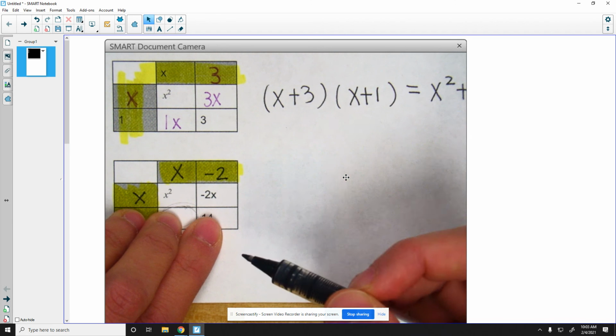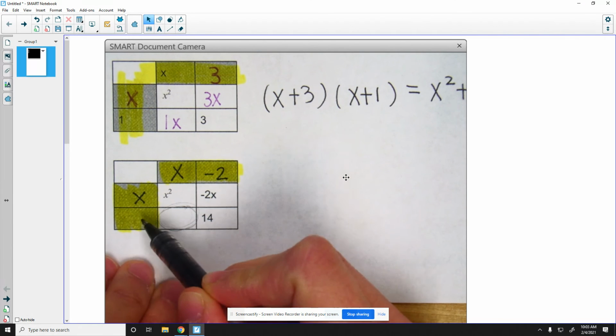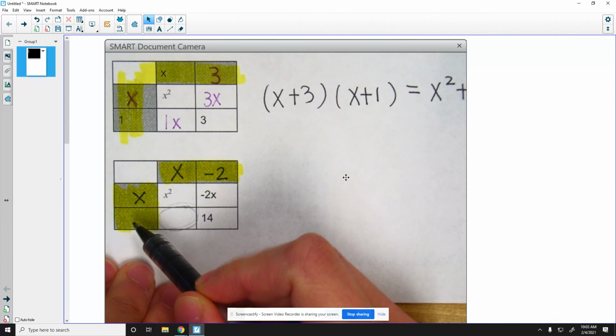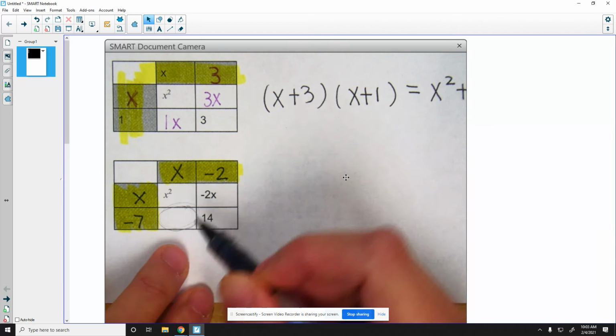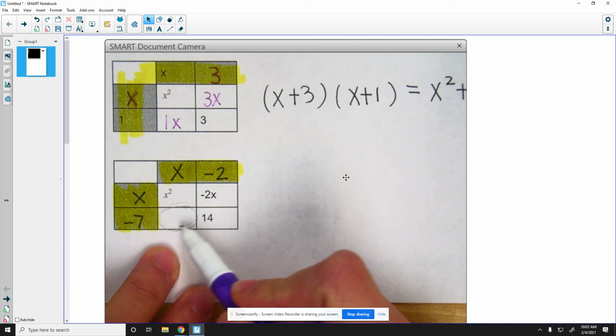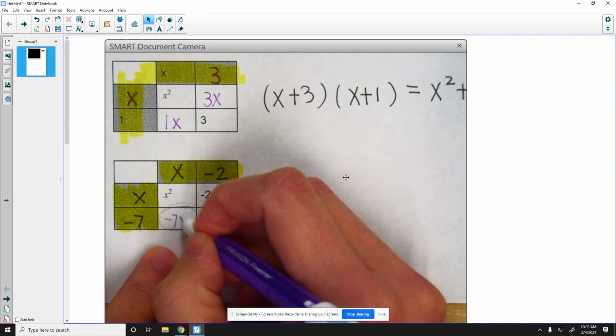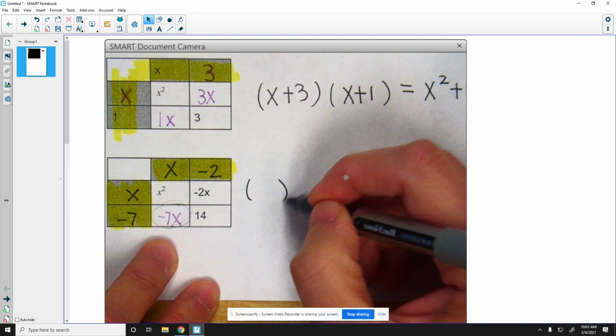X is negative 2. Oh, so if this is negative 2, and this gives you 14 as an answer, does someone know what this one has to be then? Cameron? Right, because negative 7 times negative 2 gives you positive 14, which means then that this part of my answer, one more time, what would that one be, Owen? Okay, so that's me filling it out, and now I need to write the question.